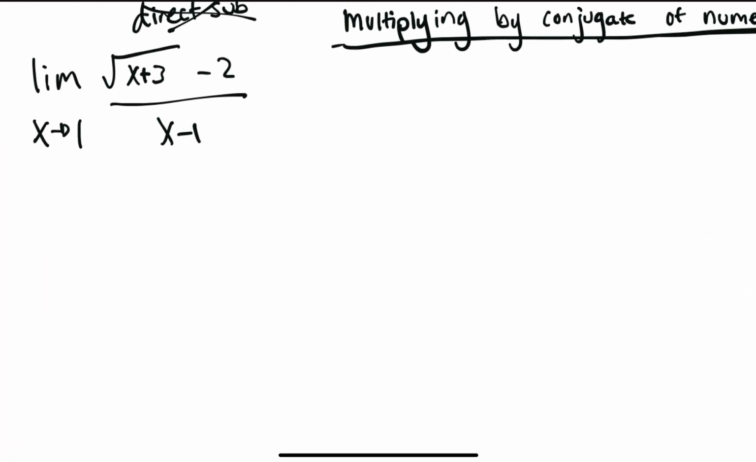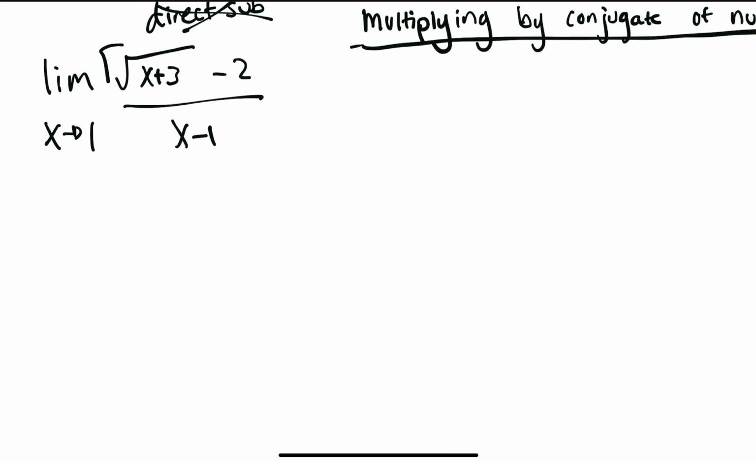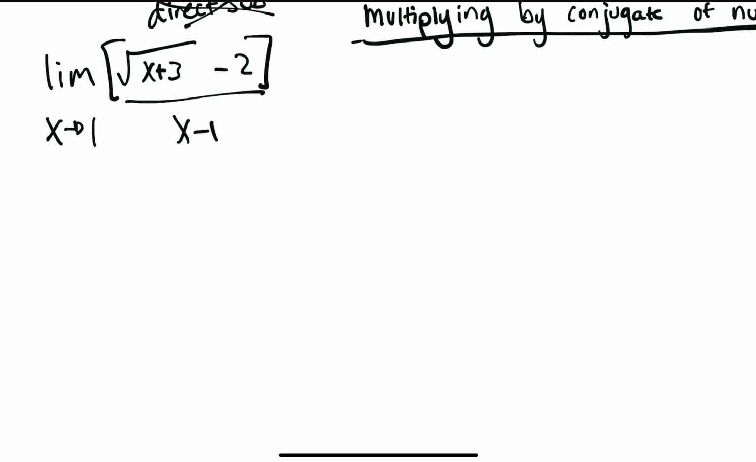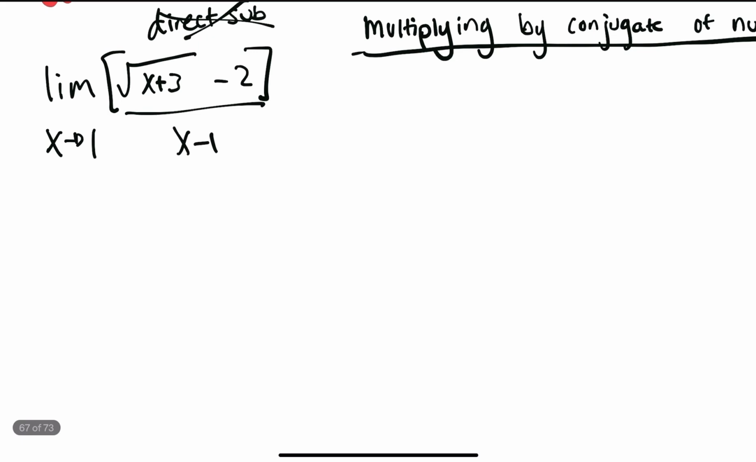Going back here, we're going to multiply by the conjugate of our numerator. The conjugate of our numerator, the square root of x plus 3 minus 2, is going to be the square root of x plus 3 plus 2, because we're not going to change the sign inside of our square root.